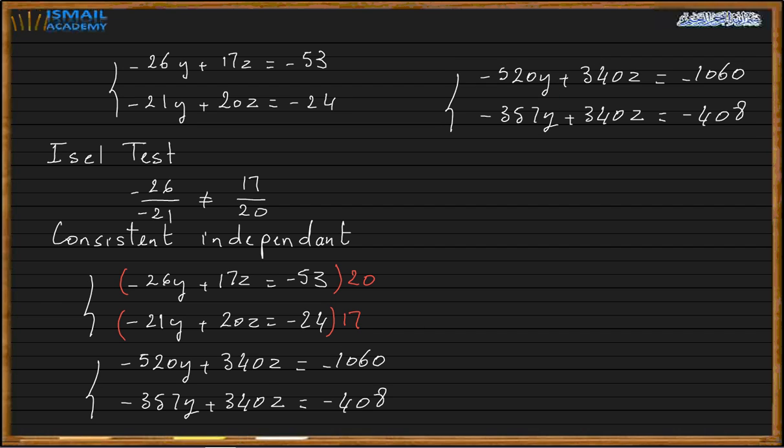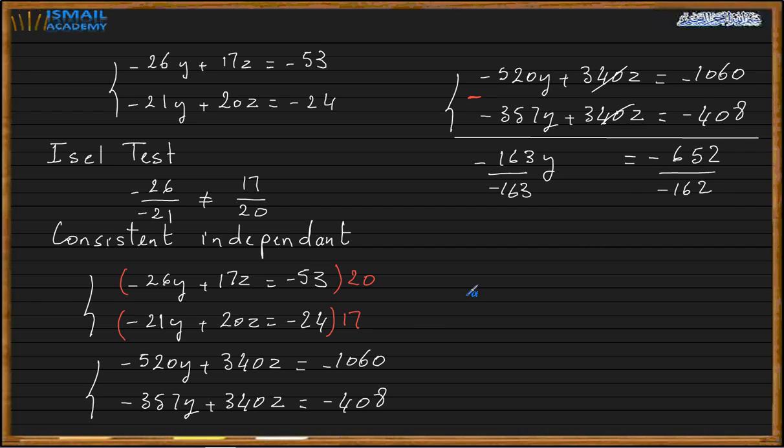Now what I do here, I subtract because the coefficients are the same and the signs are the same. So here when we subtract, we end up having minus 163y. The z cancels out, equal minus 652. So divide by minus 163, divide by minus 163. So y will be equal to 4.